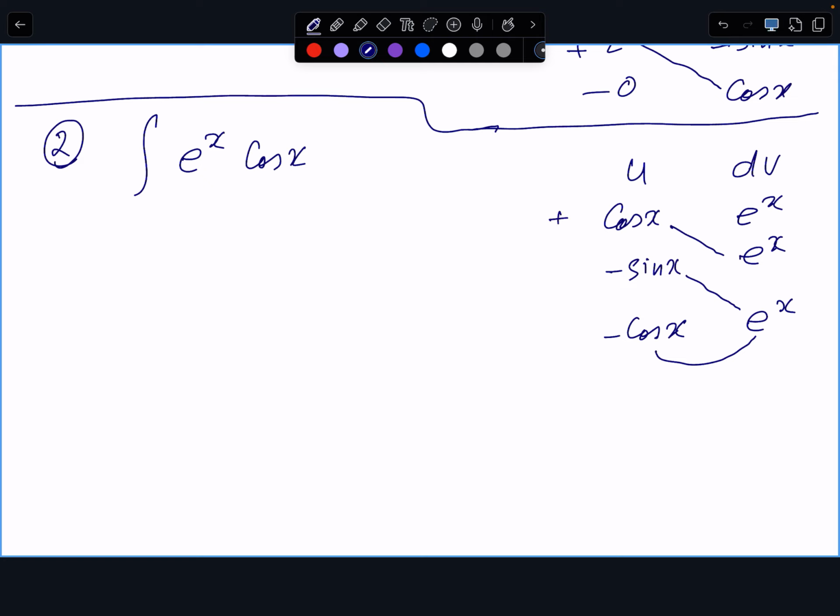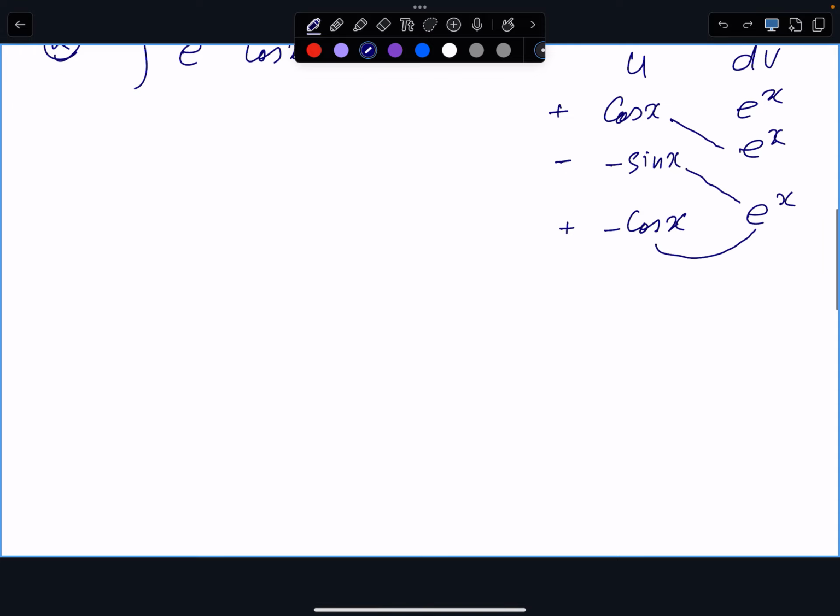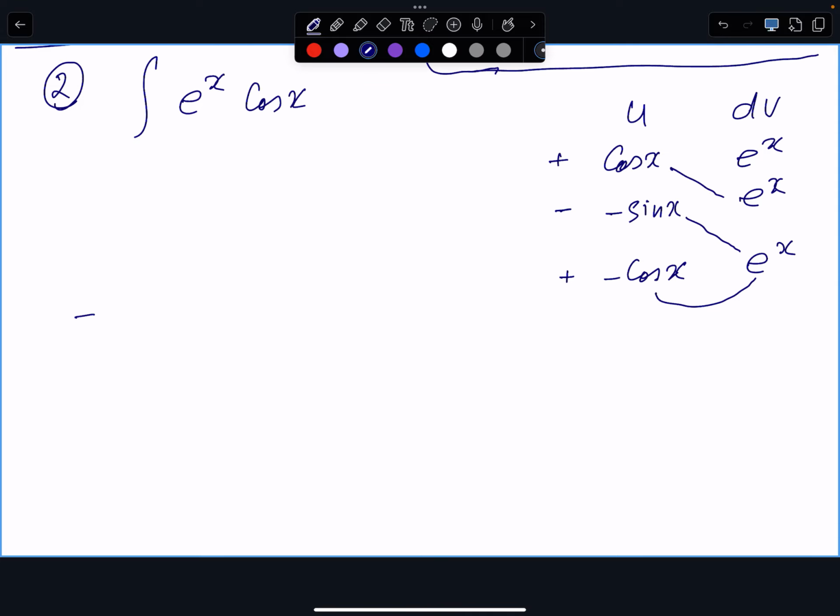So this one is going to be plus, this one is going to be minus, this one is going to be plus. So minus into minus is going to be plus. Okay, this is what I mean. And let me just write it here. So this one is going to equal what? e to the x cosine x. This is I. Let me call this one I.